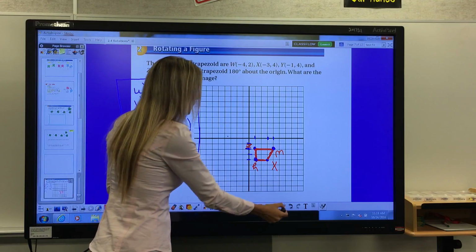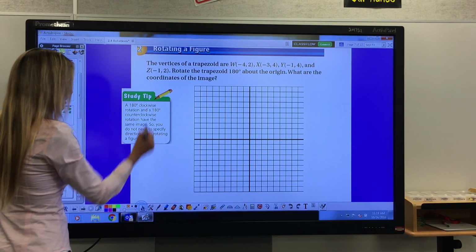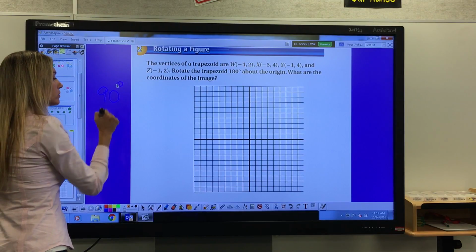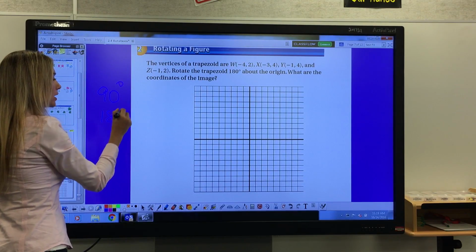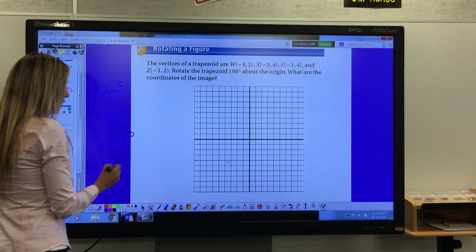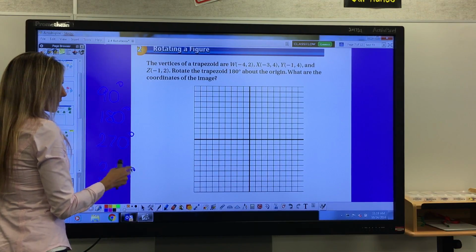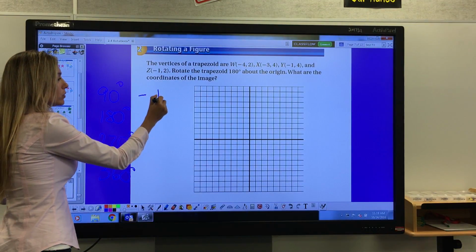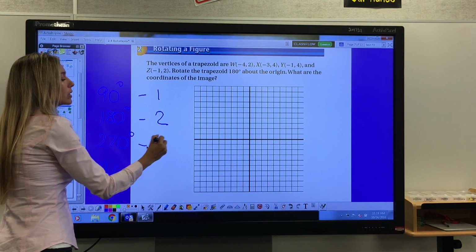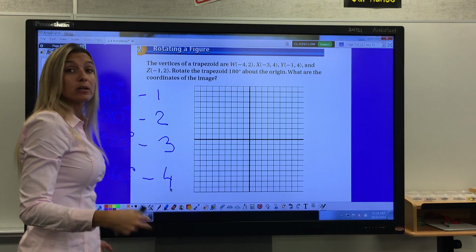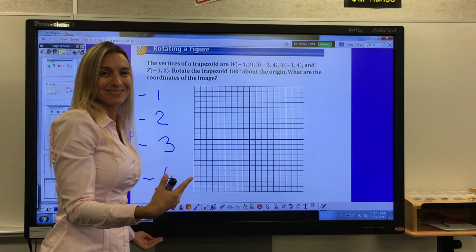Keep in mind that we have 90-degree rotation, 180-degree, 270, and then 360, which will get me back to the beginning where I started. So this was 1 rotation, 2 and 3 rotations, and this is a 4th one. You're gonna end where you began. All right.